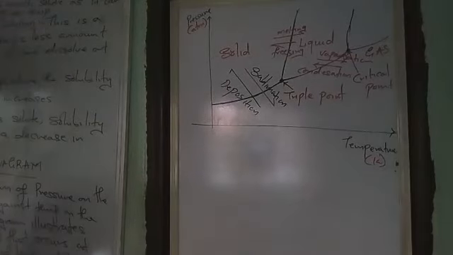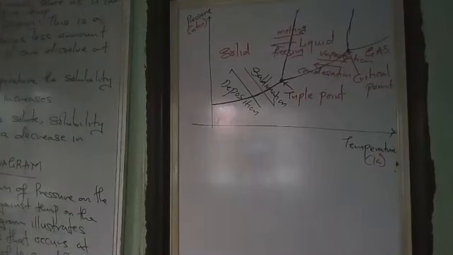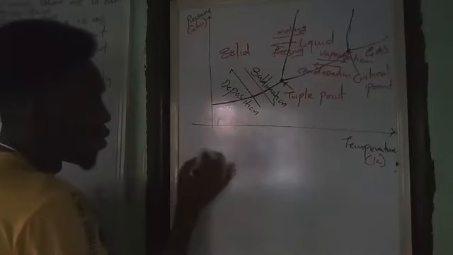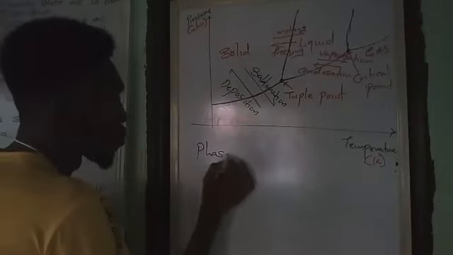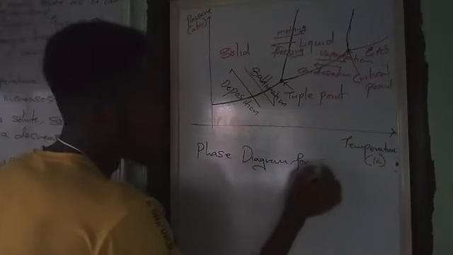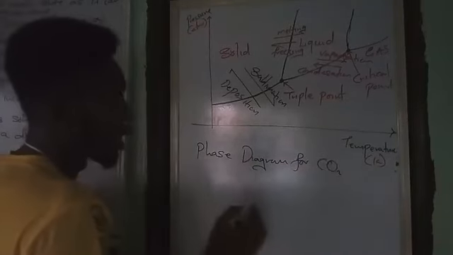So I've been able to explain each of these lines to us. I told you that they serve as different boundaries. Now, what you must know is that for the critical point, this is the phase diagram for CO2.